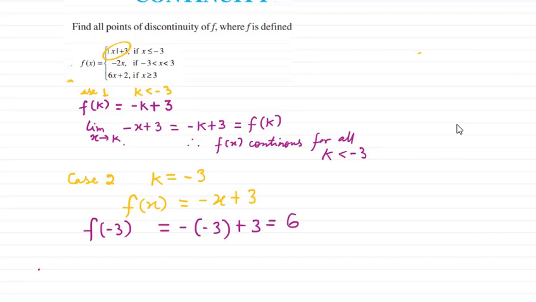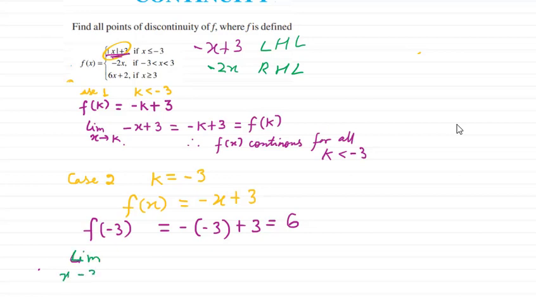Now for the left hand limit, which function will be valid? See, for the left hand limit, when x is less than minus 3, this function will be valid. So that time it will be minus x plus 3 only. But for the right hand limit, when your x will be a little bit greater than minus 3, that time minus 2x, this function will be valid. So for the right hand limit, this function will be there, and for the left hand limit, this function will be valid.